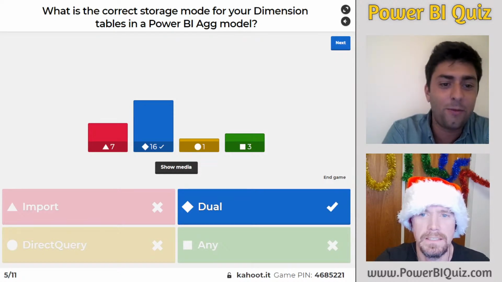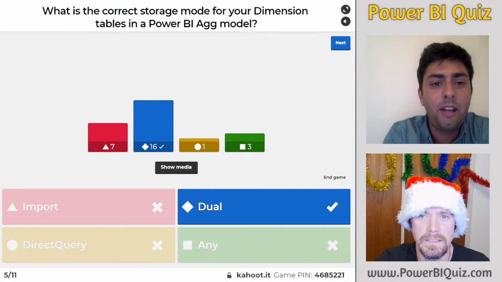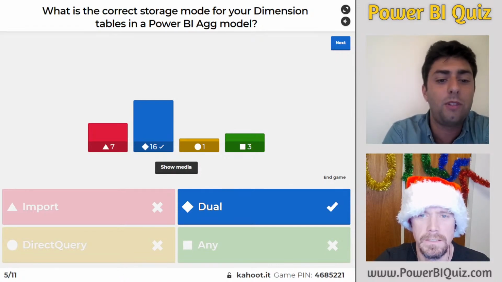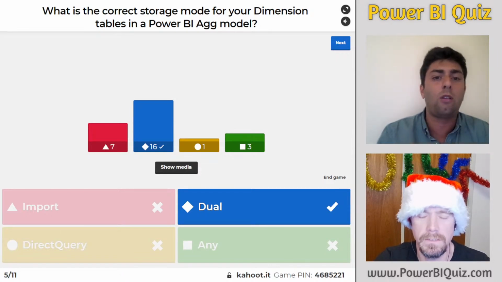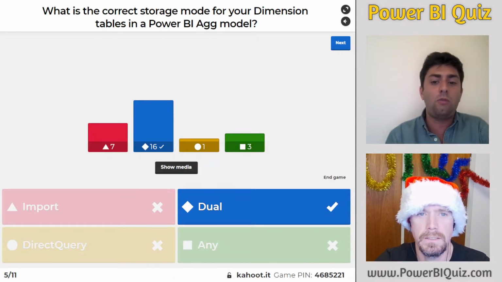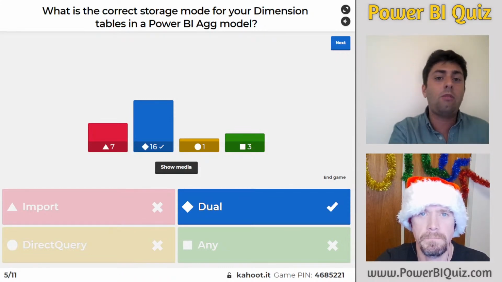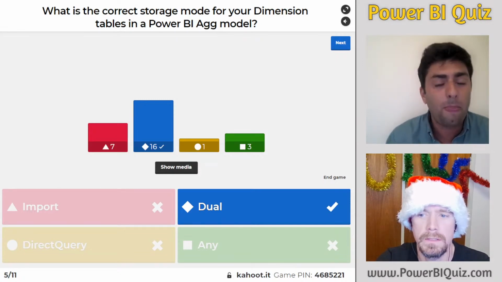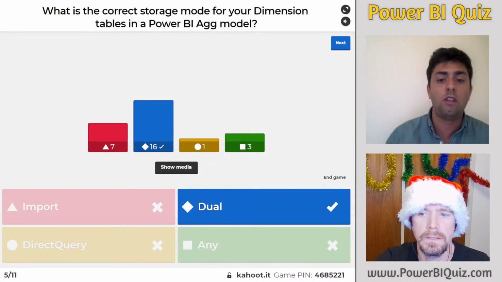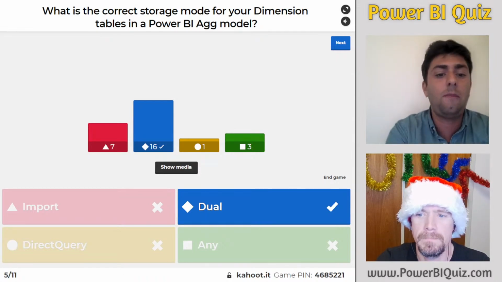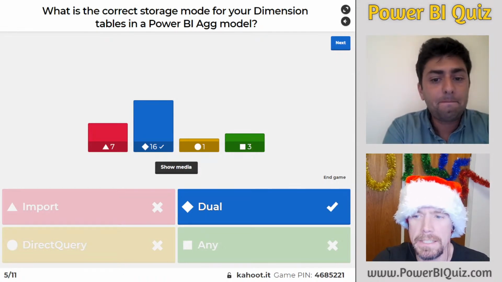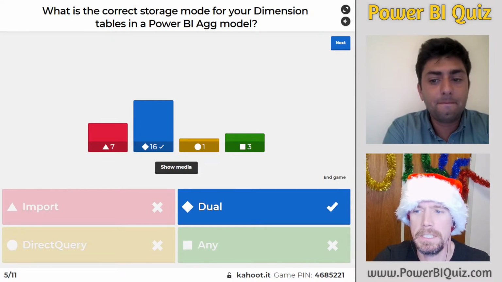Yes, most of you got the correct answer. So in a Power BI Ag model, your dimension tables have to be in dual mode if you want this feature to work correctly, because depending on the grain of your query, your dimension will have to reach either the detailed tables or the aggregated tables, which have been pre-computed, right? So depending on the grain and on what you want to achieve, you will need these tables to be in dual mode, which means either import or direct query. Okay. Yeah, and Mark says it depends if you have an unrelated dimension table.